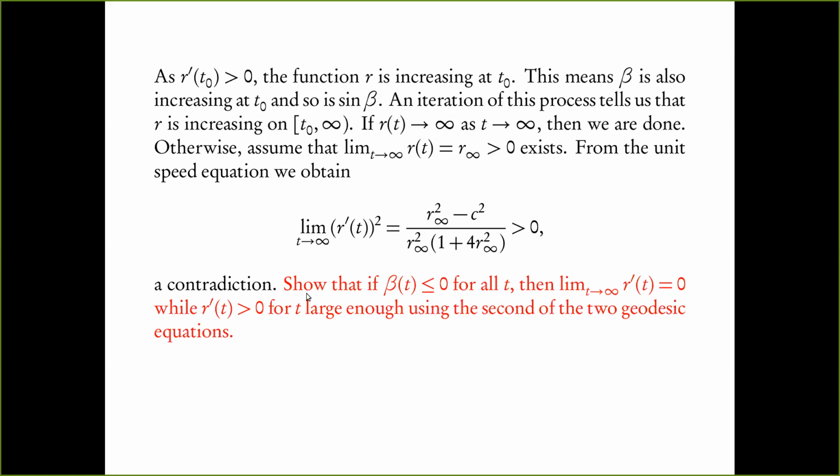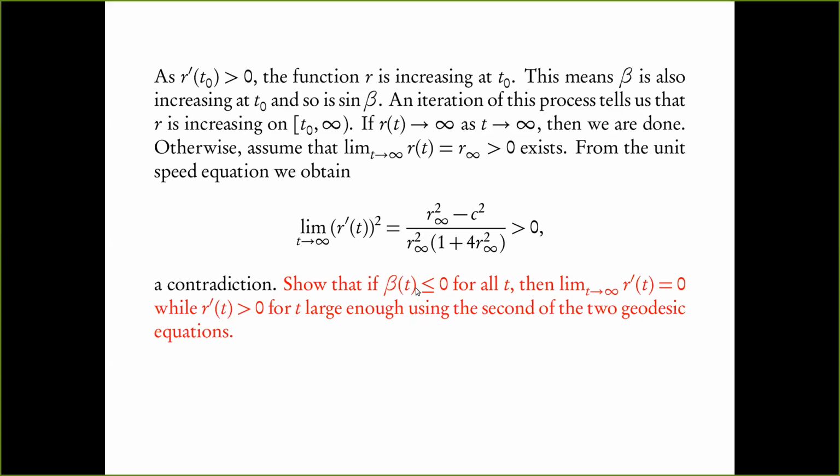Okay. But r prime t, on the other hand, is also going to be bigger than 0 for t large enough. And here you have to use the second of the two geodesic equations. So remember, the second equation talks about d2v, dt2, and so on. So here our v is r. So that is saying r double prime plus minus some terms is 0. So from that, you can deduce that the velocity has to be positive for t large enough.